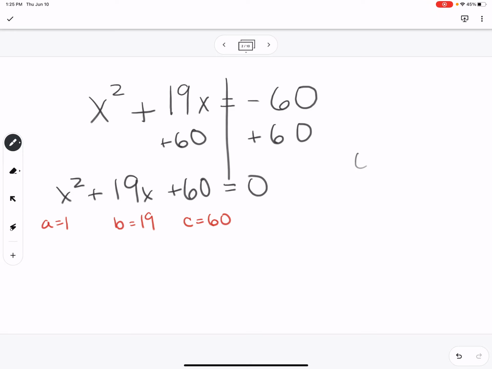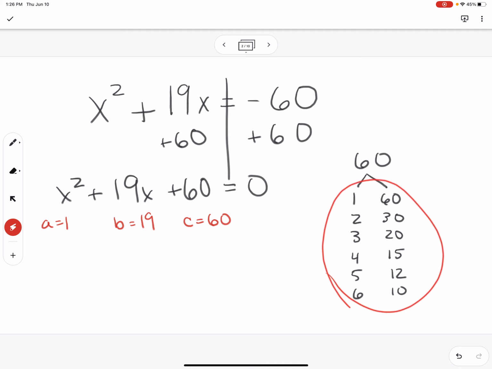So now I'm going to take that 60 and I'm going to find its factors. So we got 1 and 60. This one has a lot. 2 and 30, 3 and 20, 4 and 15, 5 and 12, 6 and 10. I'm going to stop there. Out of this giant list, I'm looking for something that adds to our B value of 19.